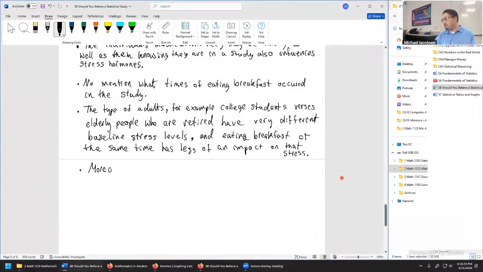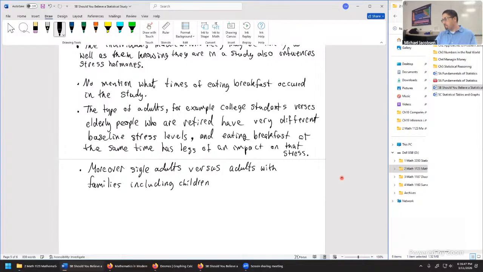Moreover, single adults versus adults with families, including many children potentially, I'll say is a major factor for sure.